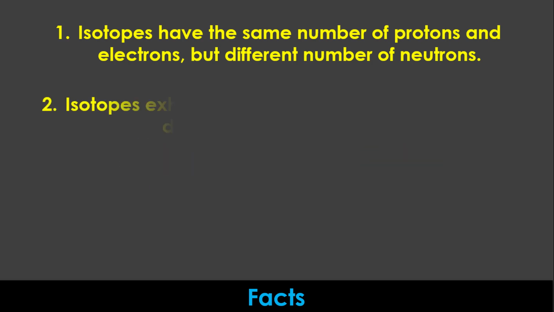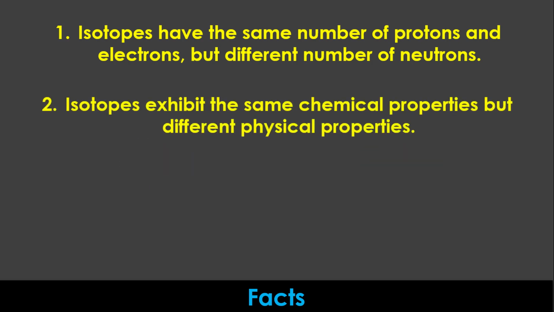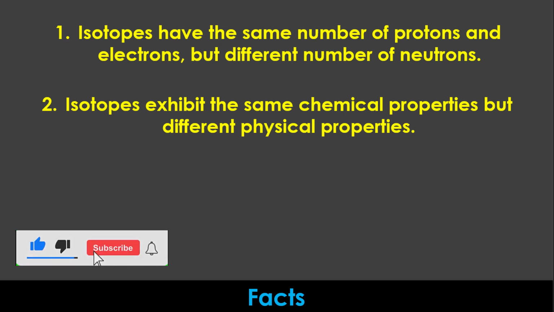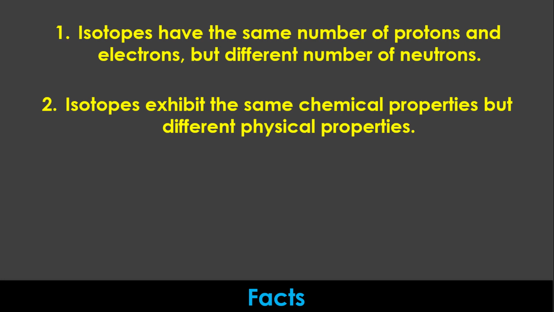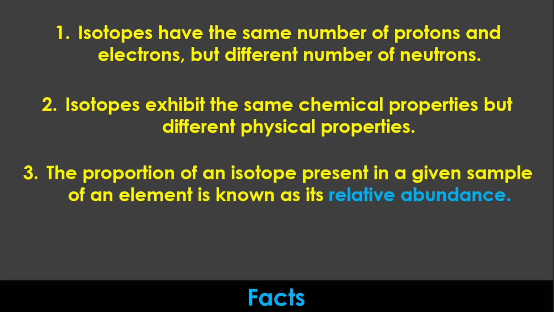2. Isotopes exhibit the same chemical properties but different physical properties. This is because the number of valence electrons determines the chemical properties of an element, while the mass number determines its physical properties. Therefore, since isotopes are neutral atoms with equal numbers of protons and electrons, they will exhibit the same chemical properties.